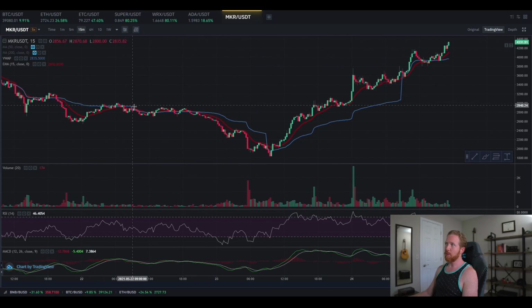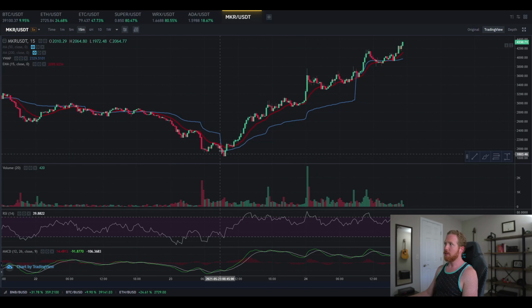As you can see, it worked as a resistance previously. And once it came above, had that double bottom, so to speak, came back up, we're looking good.